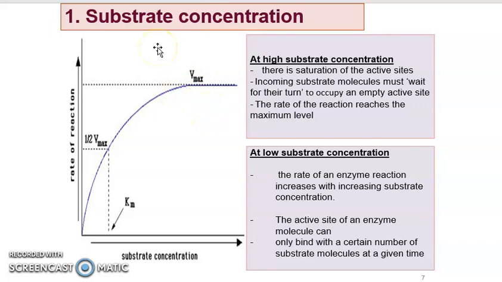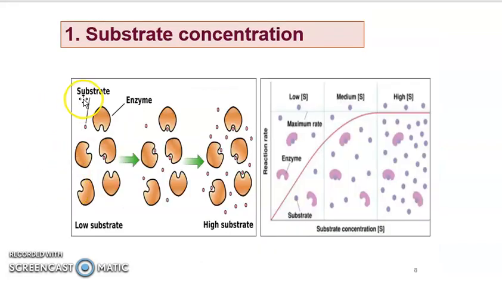So ini kita katakan sebagai the first factor that can affect the enzymatic reaction, which is substrate concentration. Okay, so this is the diagram. Kalau awak tengok based on the diagram, let's say this is the substrate, this is the active site of enzyme. So this substrate can bind to the active site of enzyme.